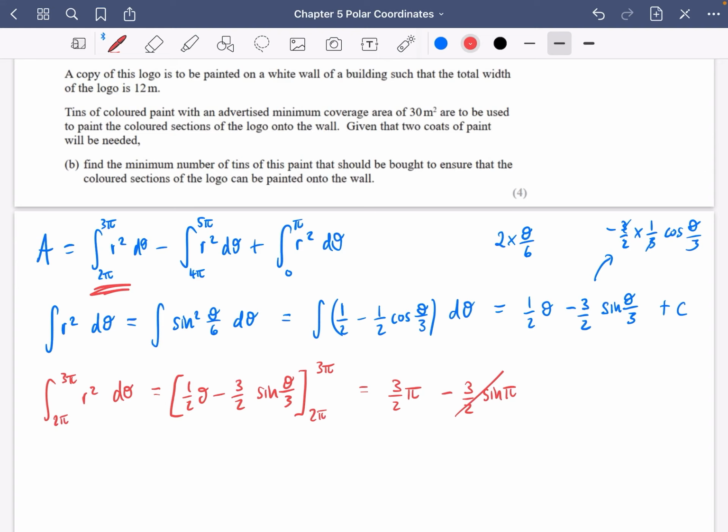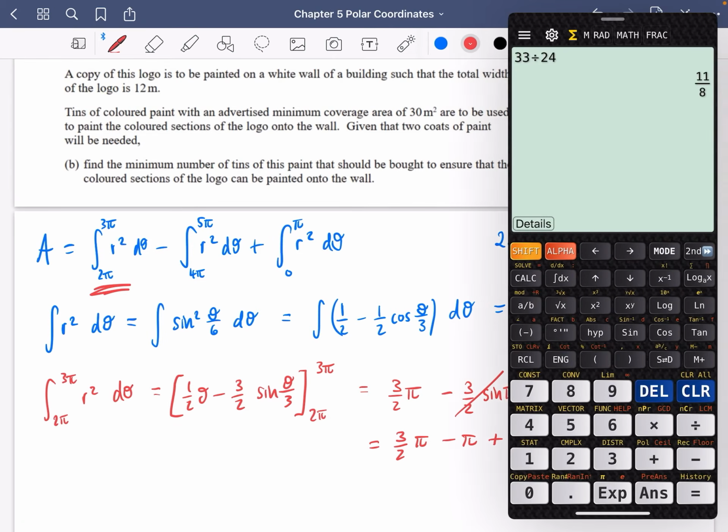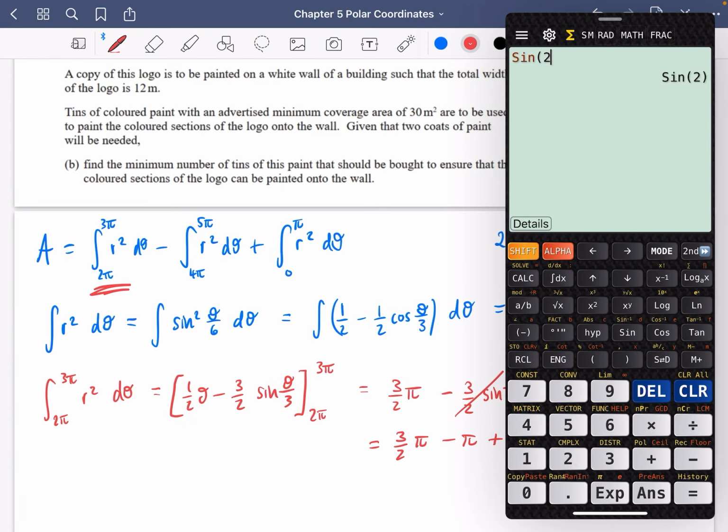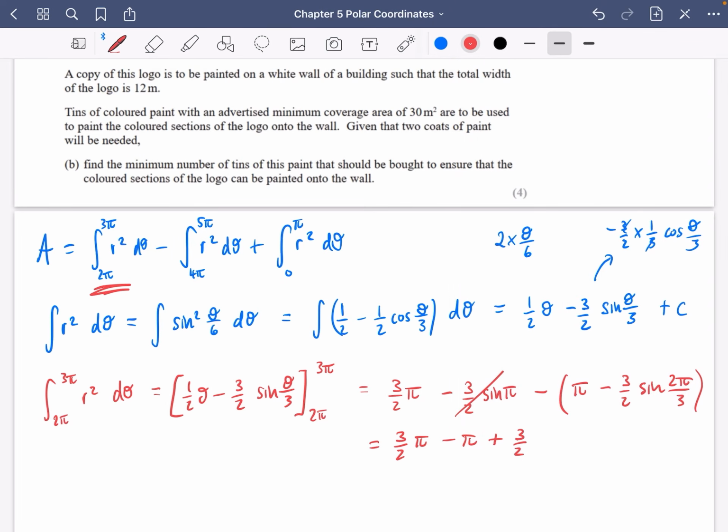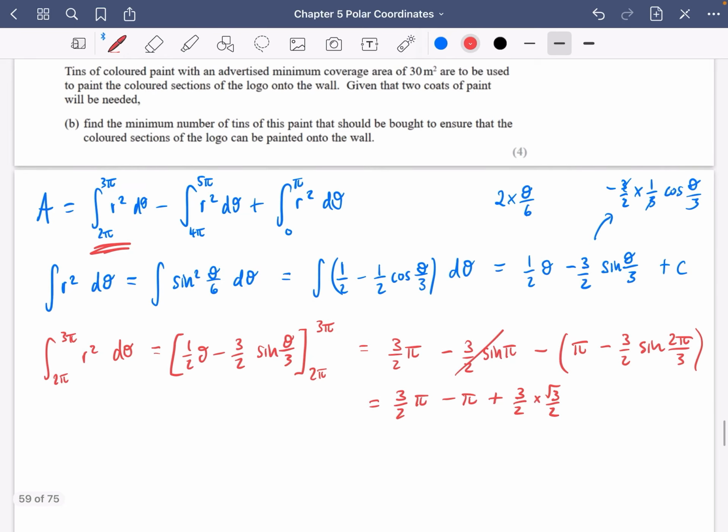So this thing isn't actually going to be needed. And then I'm going to be subtracting from this a half of 2 pi, which is just pi. And then I'm going to do minus 3 over 2 sine of 2 pi over 3. That's putting 2 pi inside the argument. So we get 3 over 2 pi minus pi plus 3 over 2 times by sine of 2 pi over 3. So sine of 2 pi over 3 is root 3 over 2. So that becomes 3 pi over 2 minus pi, which is a half pi. And then we get 3 root 3 over 4.